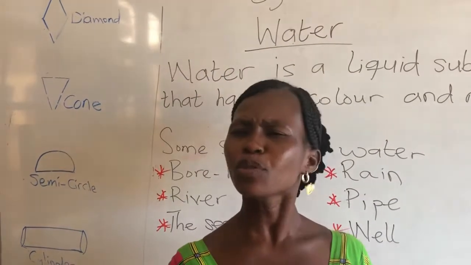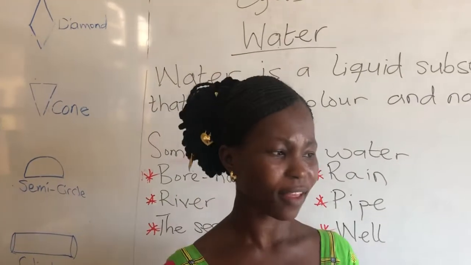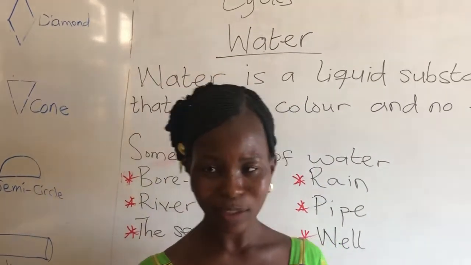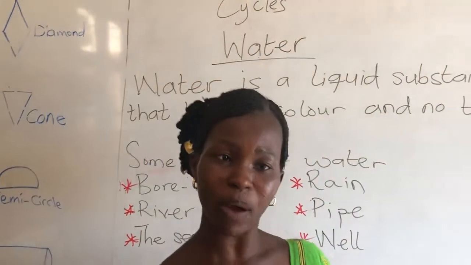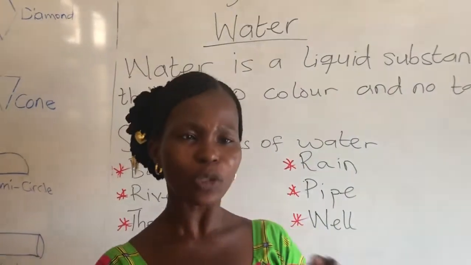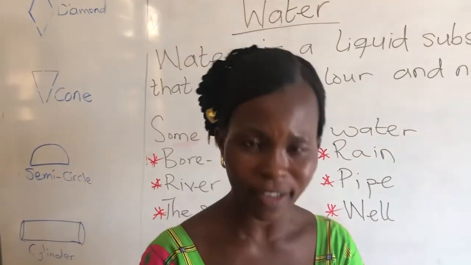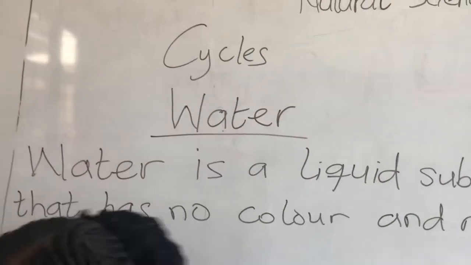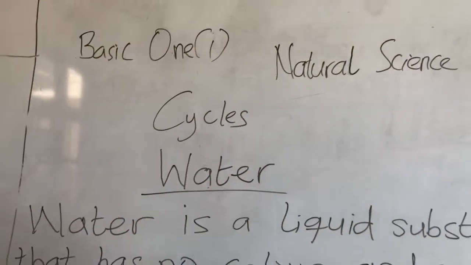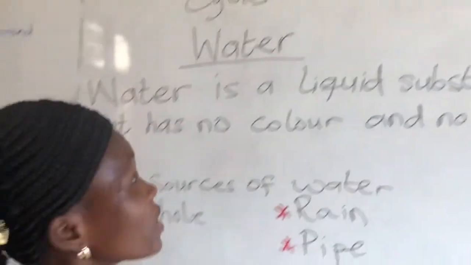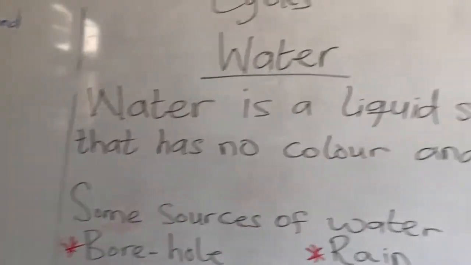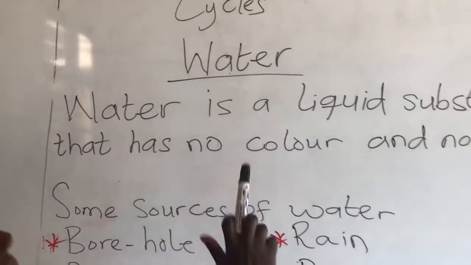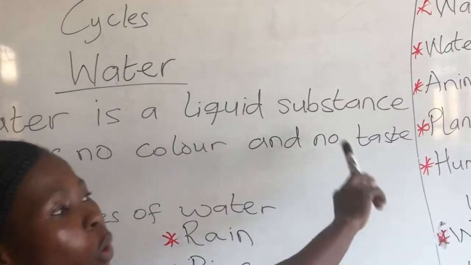And what again do you do? You take your bath. And what do you use to take your bath? You use sponge, soap and water. So our topic today is what? Water. And what is water? You always see water. You have been drinking water. Water is a liquid substance that has no color and no taste.